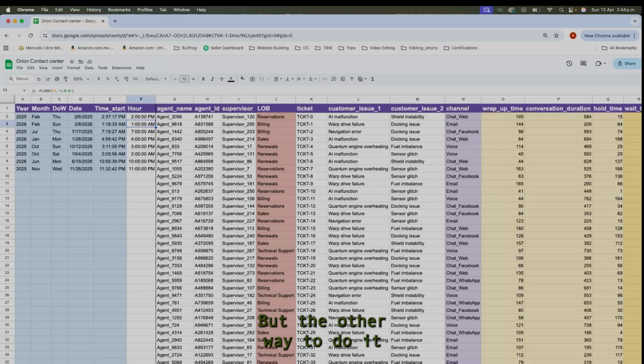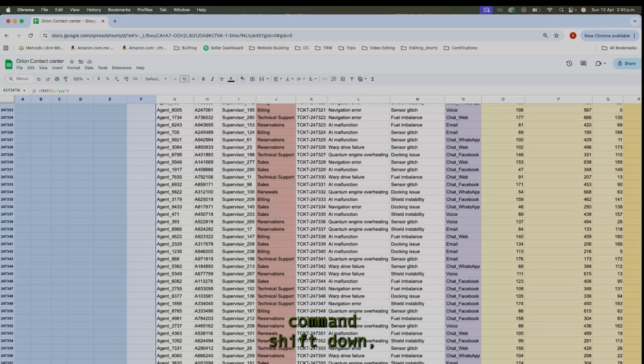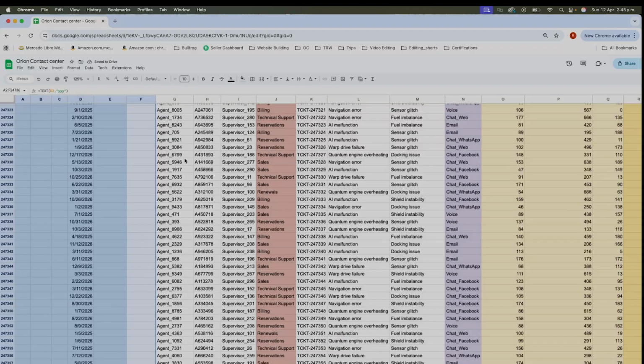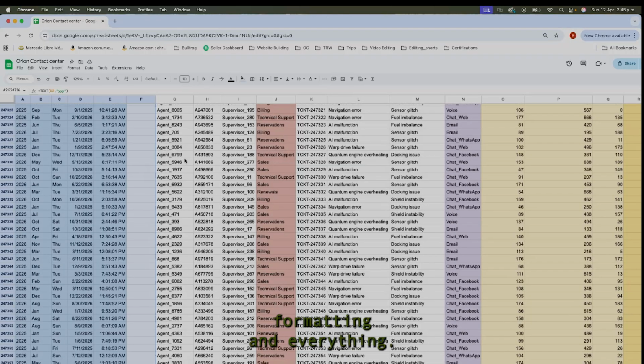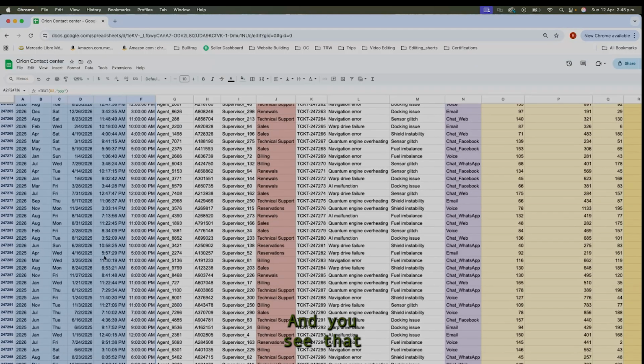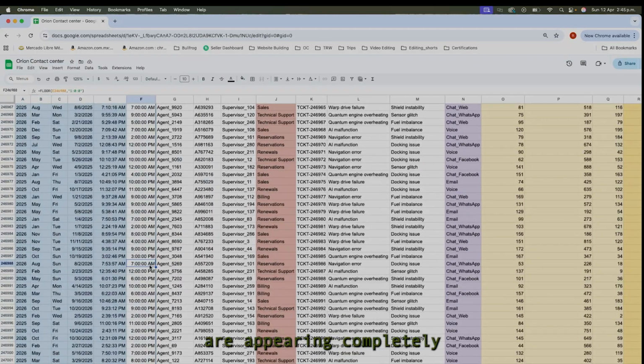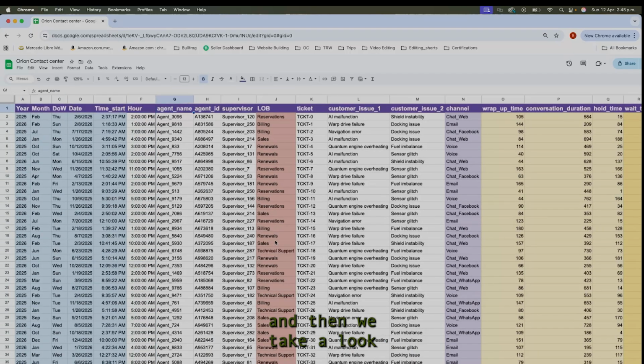But the other way to do it is to select the formulas like this, Command C, then you hit Command Shift down, select the entire range, and then you paste, just like that, paste entirely, formatting and everything, and you'll see that the formulas are appearing completely. And then we take a look at how this information is actually composed.